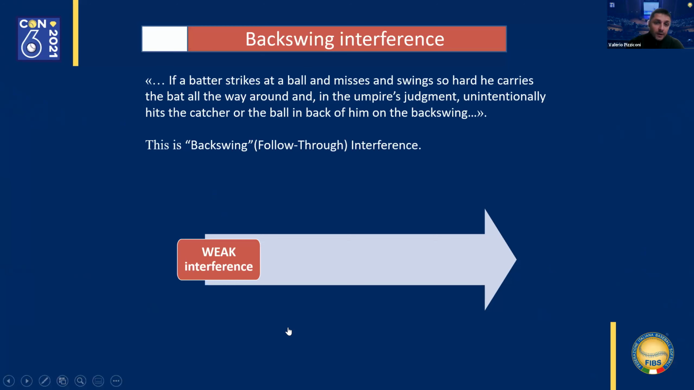The second case we will discuss today is the interference on the backswing of a hitter. The rule states that if a batter swings at a ball and misses, but swings so hard that he carries the bat all the way around and, in the umpire's judgment, unintentionally hits the catcher or the ball the catcher is attempting to receive on his backswing, this will be declared as backswing or follow-through interference.